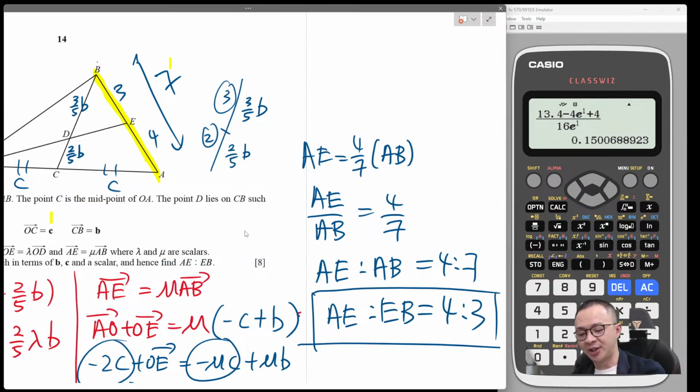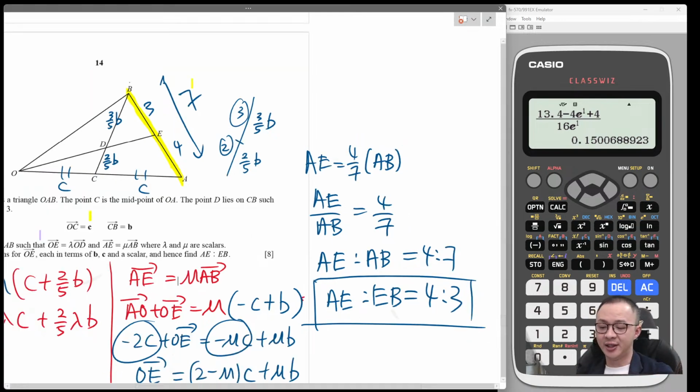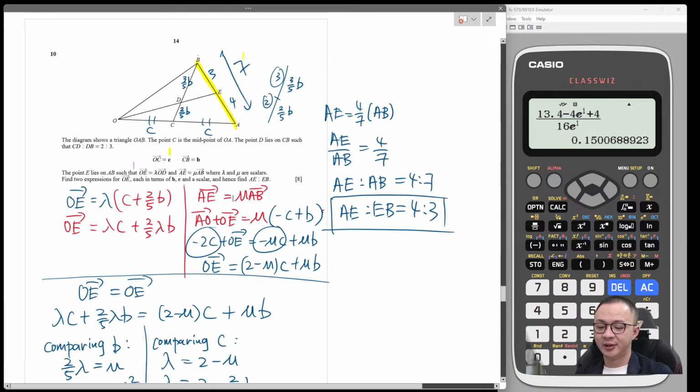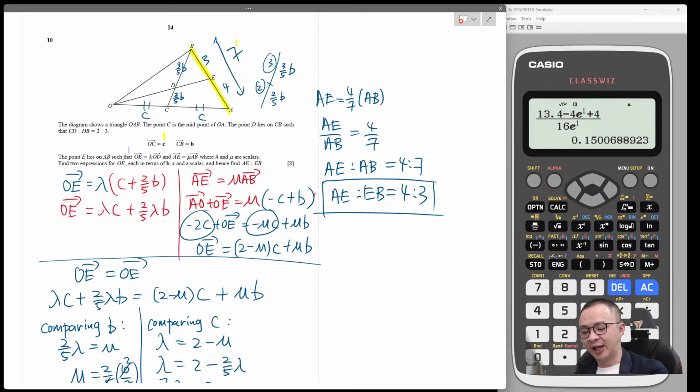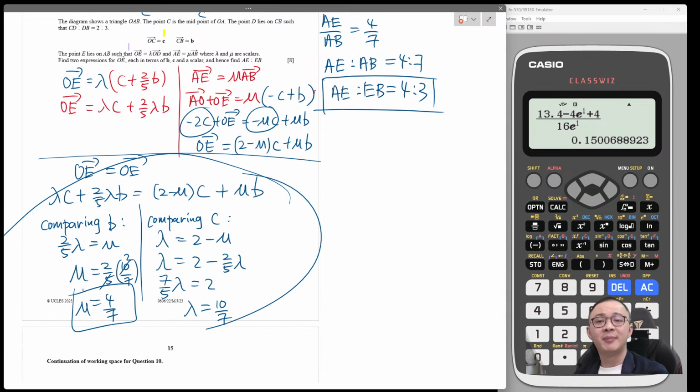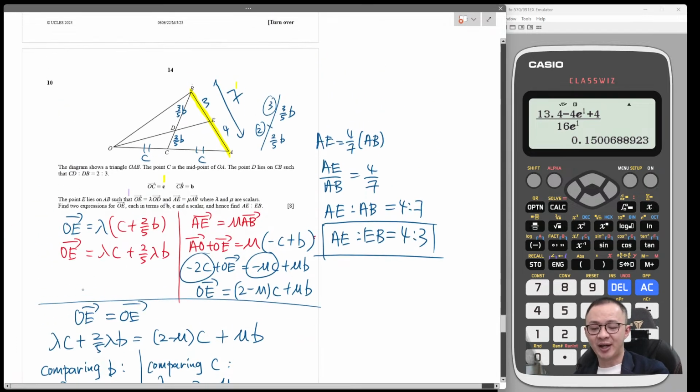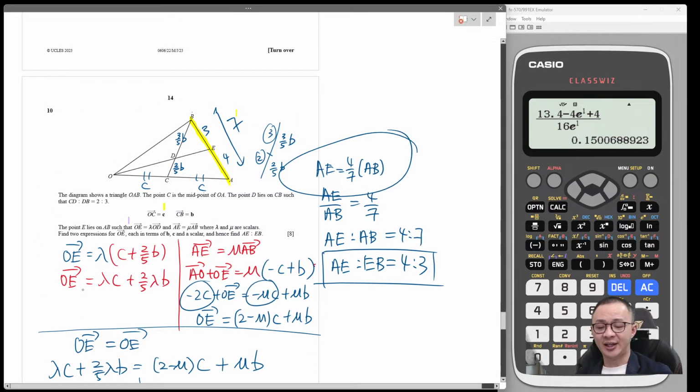Because the whole question actually asks us to find the ratio, right? So our objective is to find out what mu is. After we get mu, we sub it in, and then we can easily get the ratio needed. So here is basically a basic solving for vector. Then at the bottom, this is comparing by subbing OE into OE, comparing their B and comparing their C. After that, you will get mu, sub it back into the necessary equation, change the fraction into a ratio form, and then get the final answer. We're done.